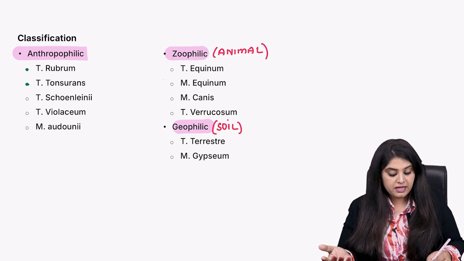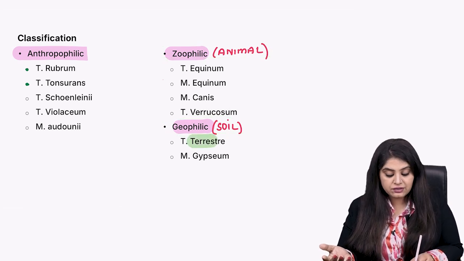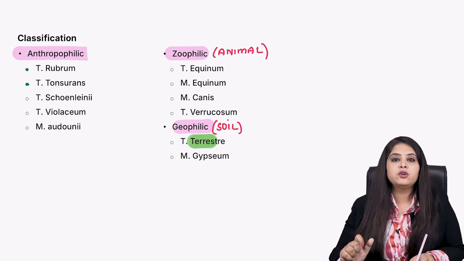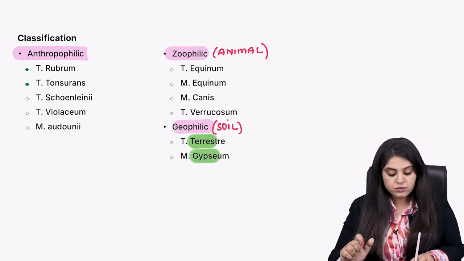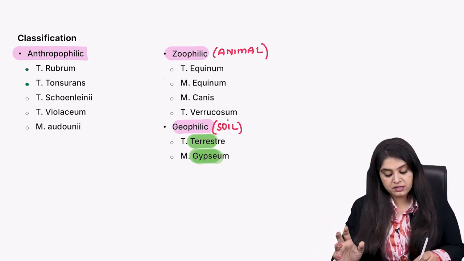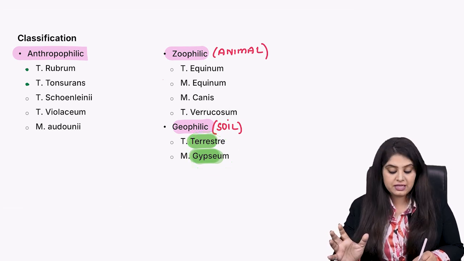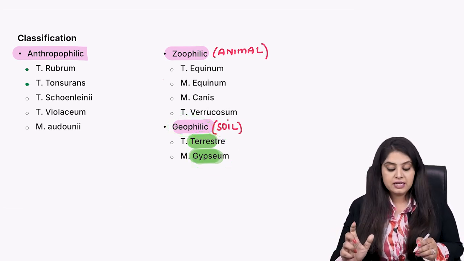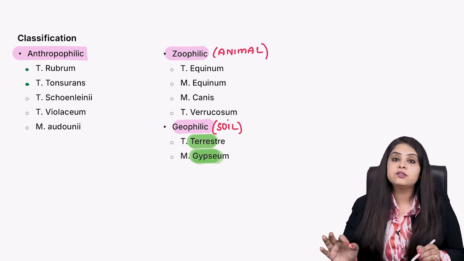So in the soil, we have learned Trichophyton terrestre, because terrestrial reminds me of geography, and Microsporum gypseum. Gypsum is also a very important thing that is found in the environment. So gypseum and terrestre are to do with geography, and hence I put it under geophilic. Now let's talk about zoophilic. Zoophilic is to do with animals.